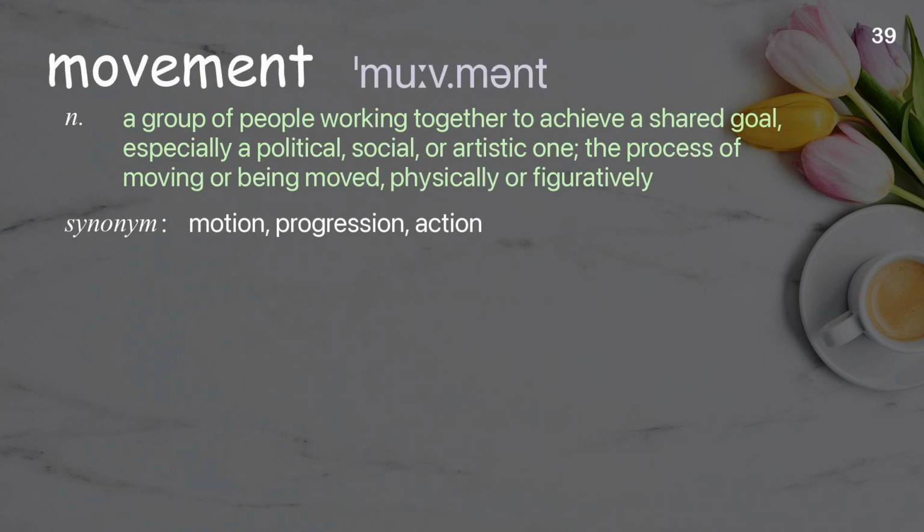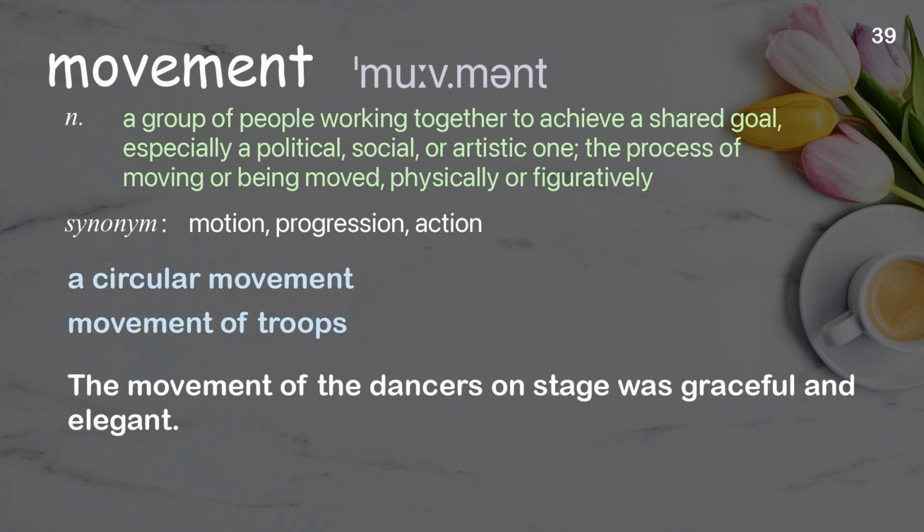Movement. A group of people working together to achieve a shared goal, especially a political, social, or artistic one, the process of moving or being moved, physically or figuratively. Examples: a circular movement. Movement of troops. The movement of the dancers on stage was graceful and elegant.